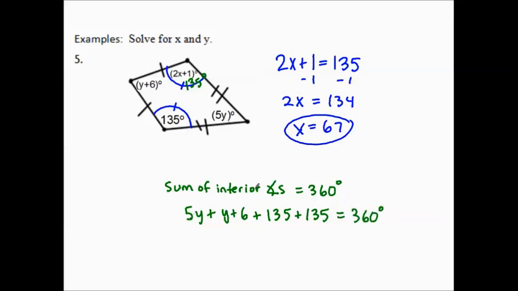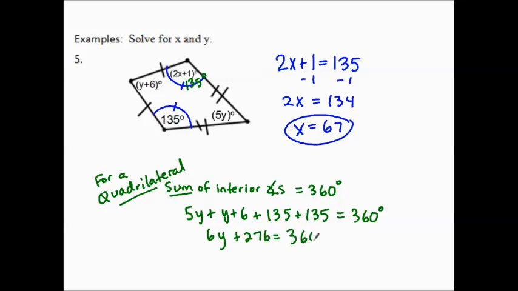Maybe we should write in your note here that it's the sum of the interior angles for a quadrilateral, not just for any polygon. So I have 5y and y is 6y. I add those up, and that's 276 equals 360. I subtract 276. 6y equals 84. Dividing by 6 gives me y equals 14. Wasn't that fun? Let's look at another.